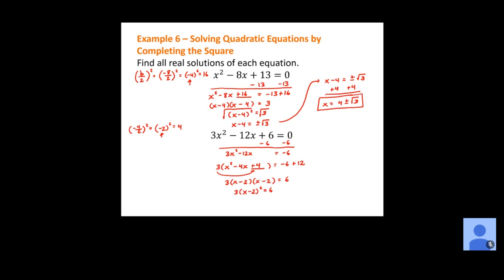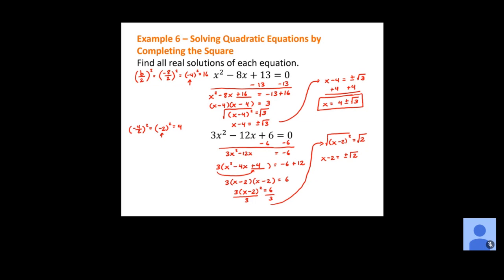Now this time, before we can take the square root, we need to get the x minus 2 squared by itself. To get rid of that 3, we're going to have to divide by 3. So I'm going to divide both sides by 3 here. And I'll bring this up here so we can finish it out. It's going to leave us with x minus 2 squared is equal to 2. And now we can take the square root of both sides, which is going to give us x minus 2 is equal to plus or minus the square root of 2.